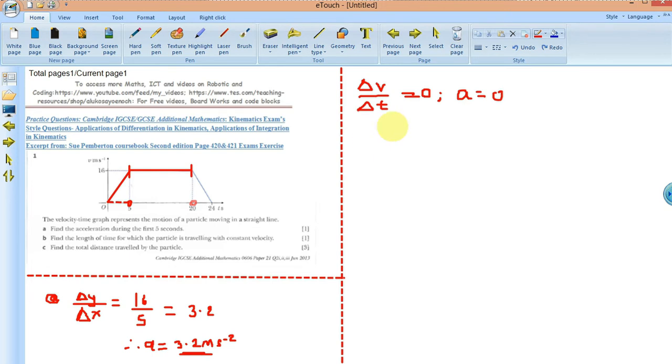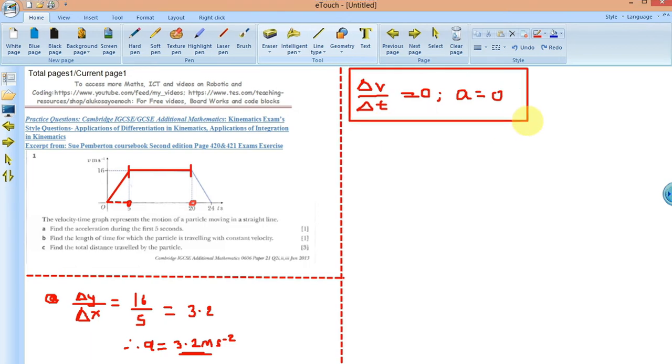I'm just trying to give you some concepts. I'm not going to use this yet, okay? So when this is 0, so that's it. Hence the acceleration equals 0 between 5 and 20. So what is the time at that point? So that is 20 minus 5, okay?